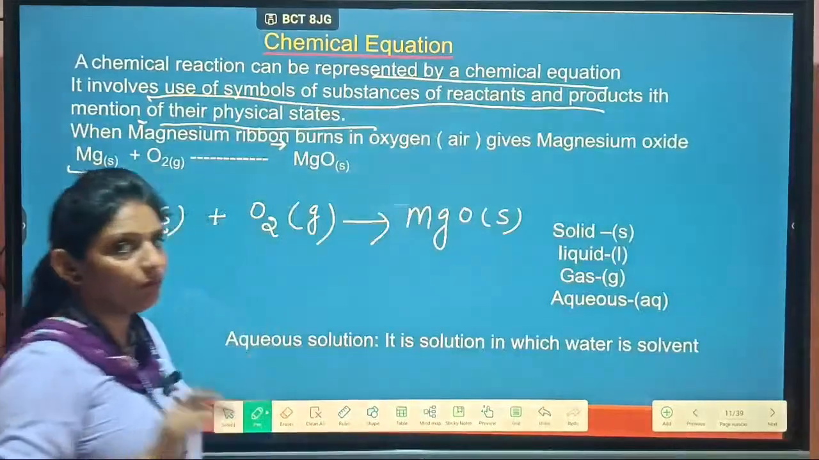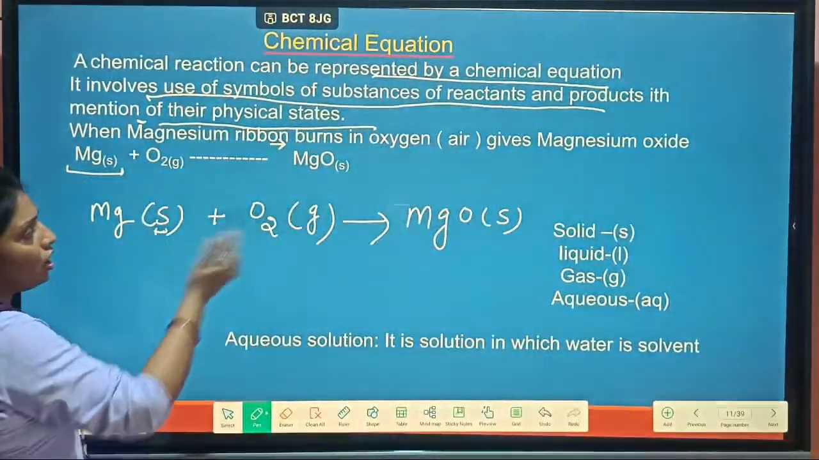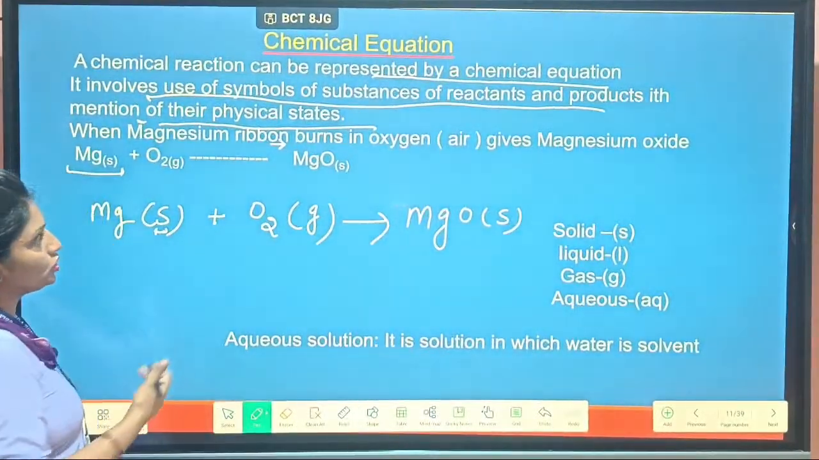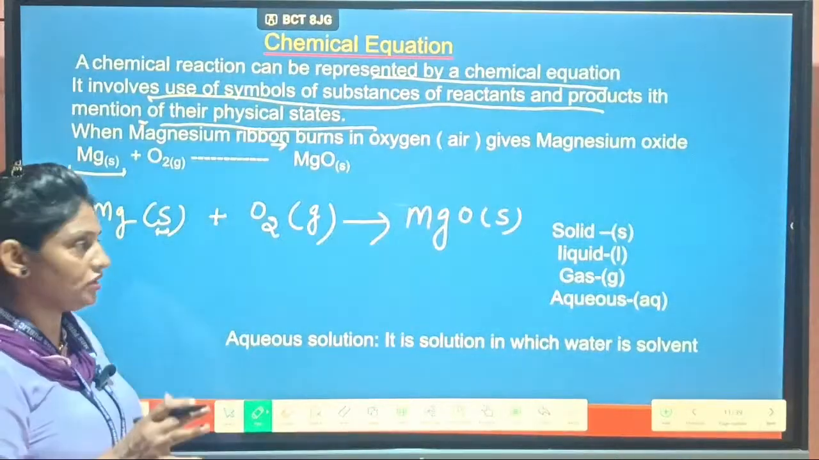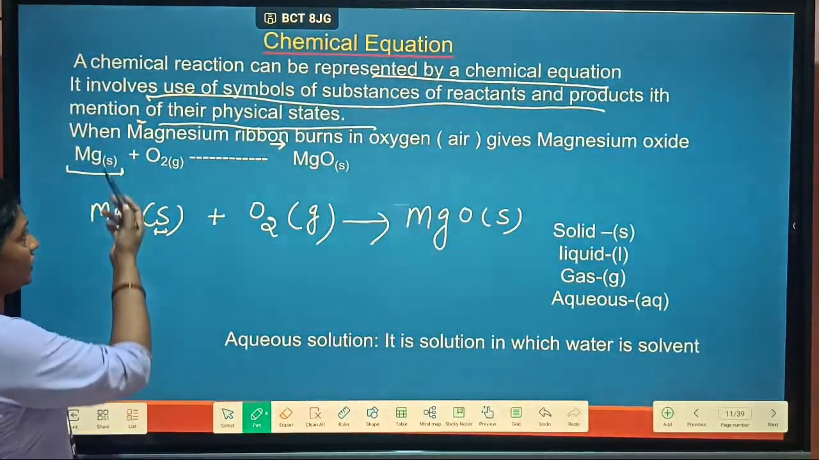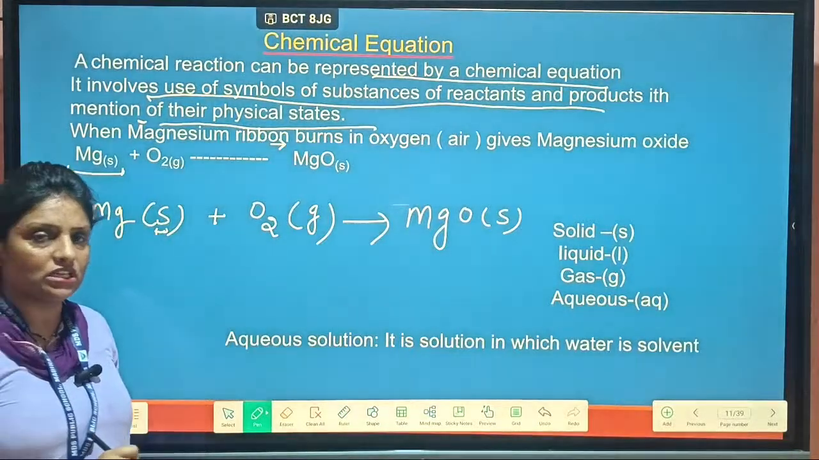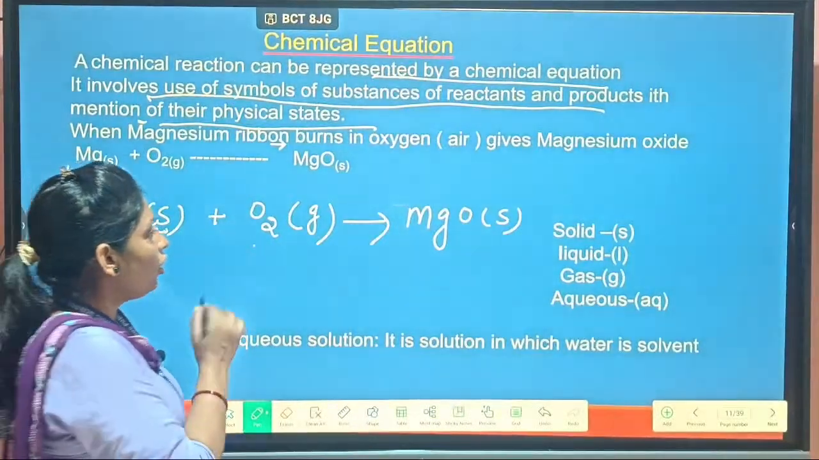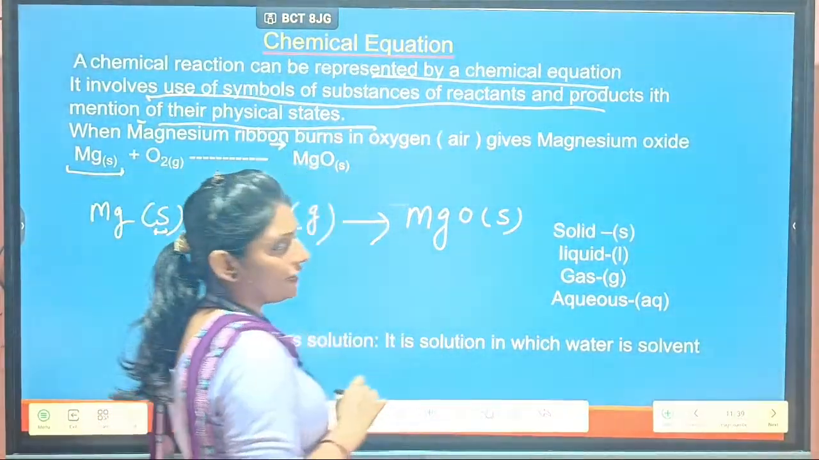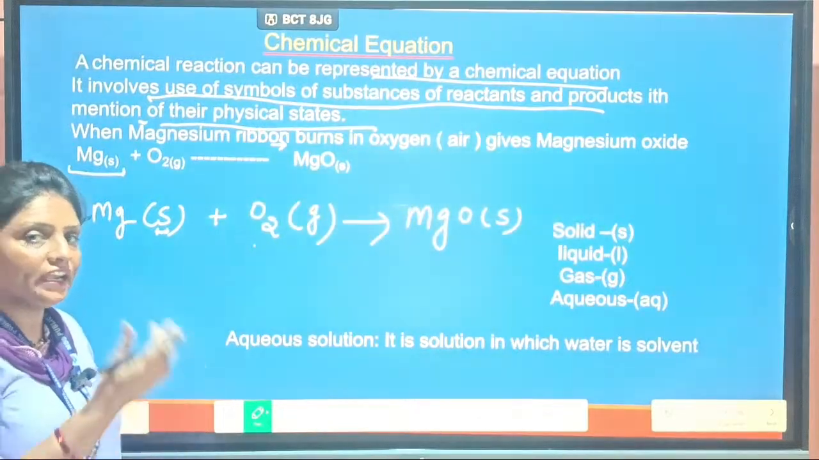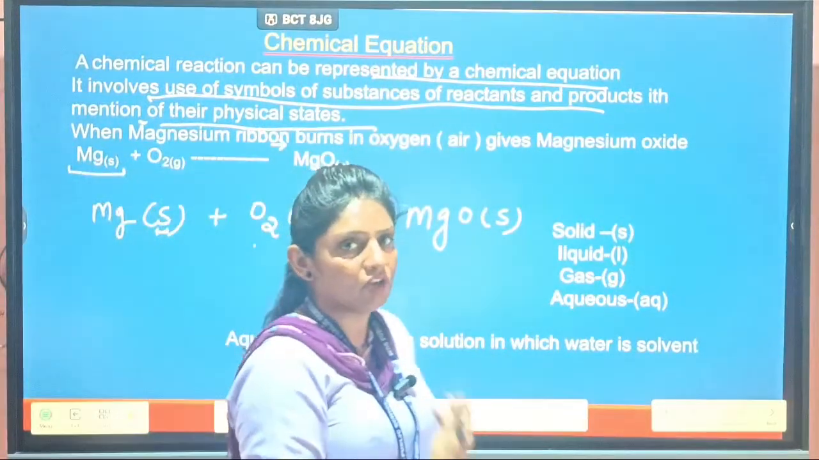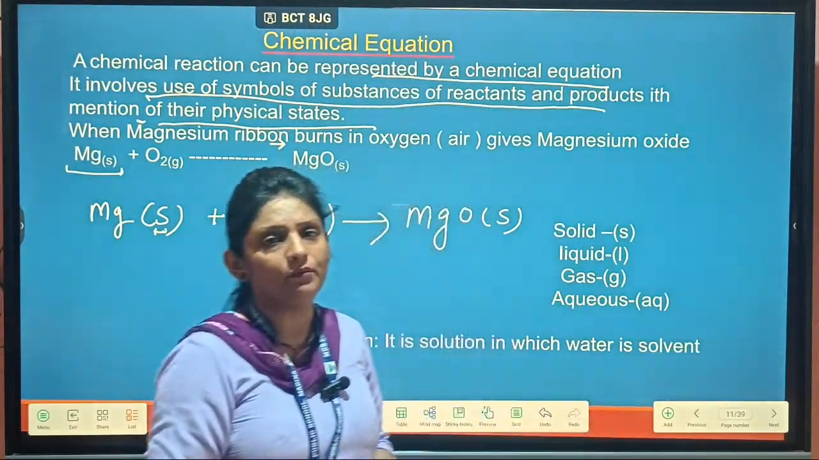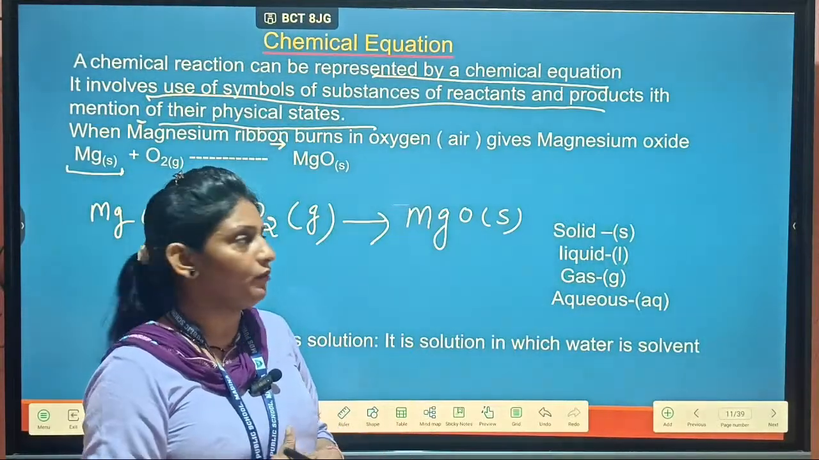So students, you can mention physical states of the reactants and products also, and we can write the chemical process in equation form by writing symbols. The symbol of magnesium is Mg, the formula of oxygen gas is O2, and the formula of magnesium oxide is MgO. If we write the chemical process in symbolic form, in the form of formulas and symbols, then it is known as a symbolic chemical equation.